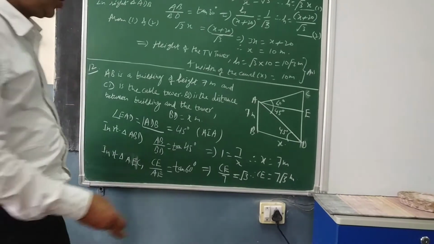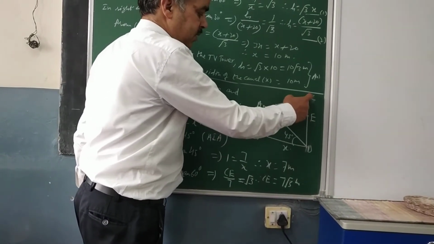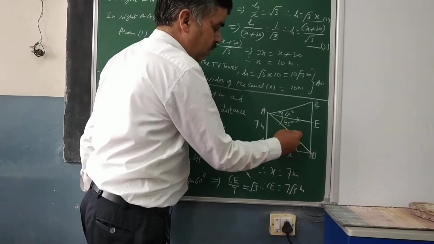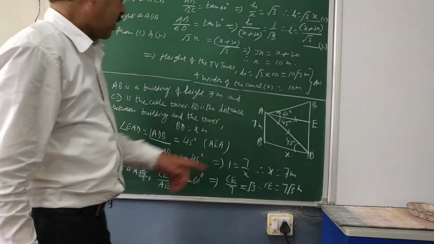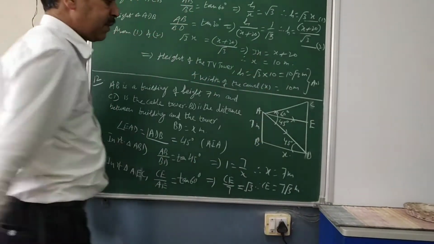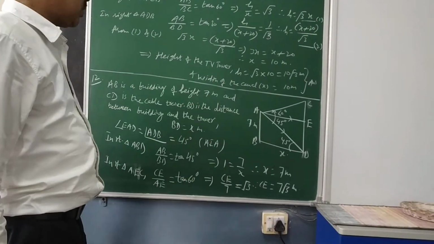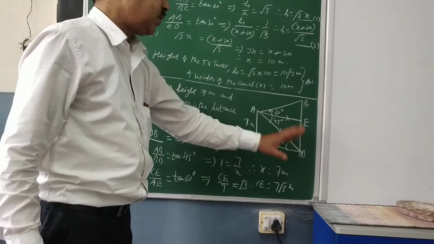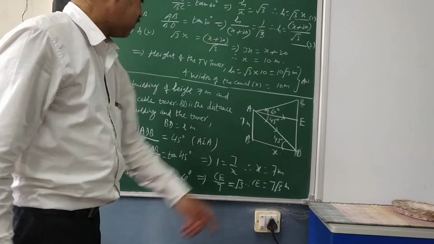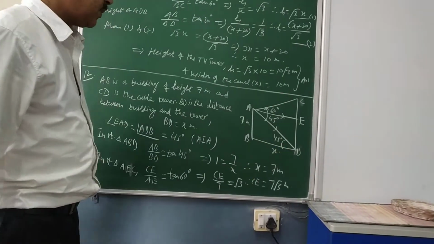So I have already told you that the angle of elevation is from bottom to top and the angle of depression is always from top to the bottom. So here I have assumed that AB is the building, so definitely A is the top of the building and the height of the building is given, 7 meters, mention that, and CD I assumed as the tower. So BD is the distance between the building and the tower. BD I have assumed is equal to x meter.